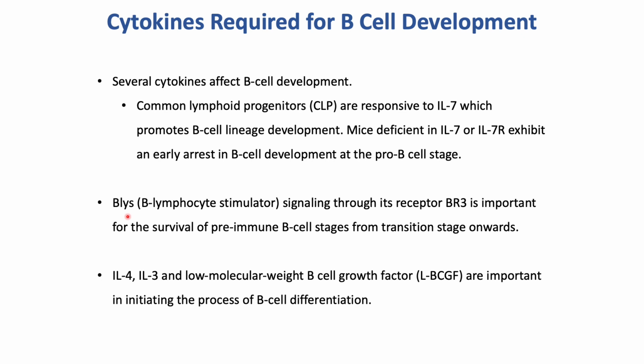Another cytokine is BLyS. B lymphocyte stimulator signaling through its receptor BR3 is important for the survival of premature B cell stages from the transition stage onwards. And then IL-4, IL-3 and low molecular weight B cell growth factor, LBCGF, are also important in initiating the process of B cell differentiation.